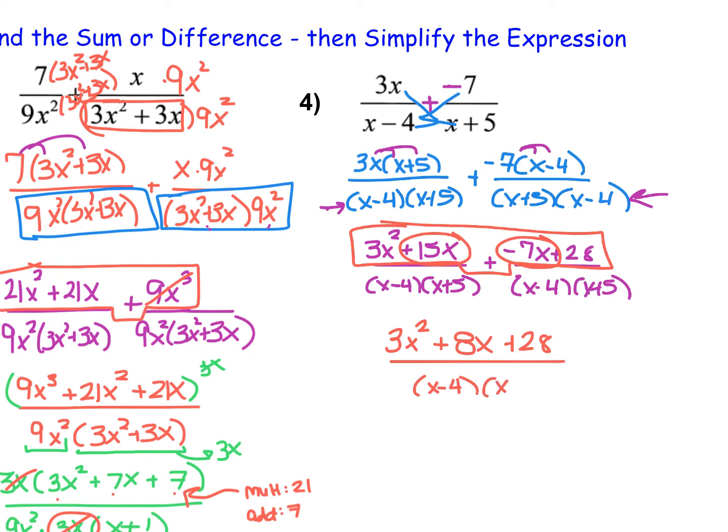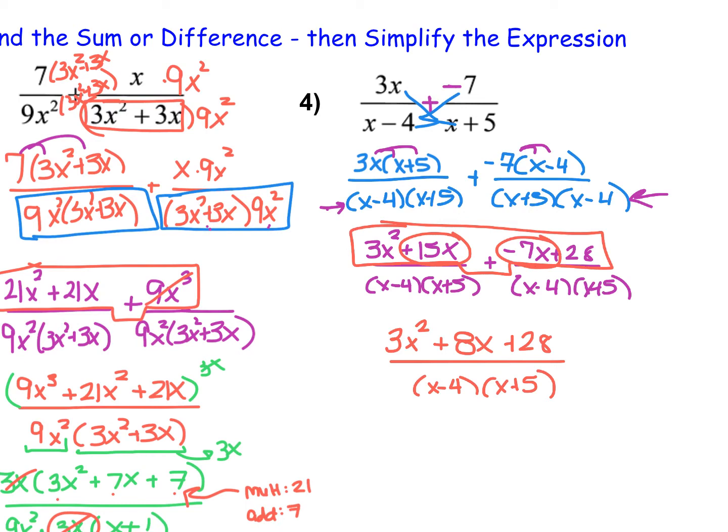So before I can state that this is my final answer, I need to look and see if I can simplify anything further by factoring things out more. The denominator I know is fully factored. The numerator, I can look and see I don't have a greatest common factor here.